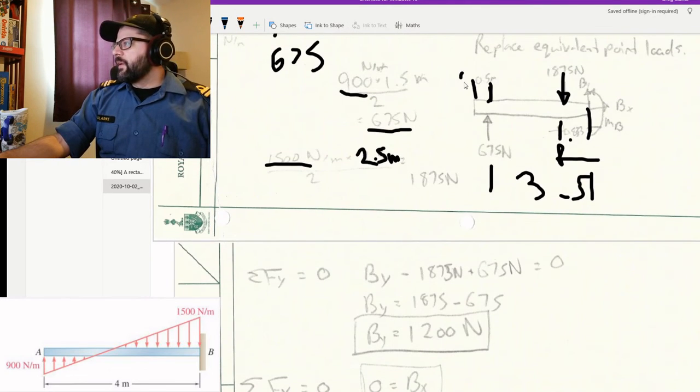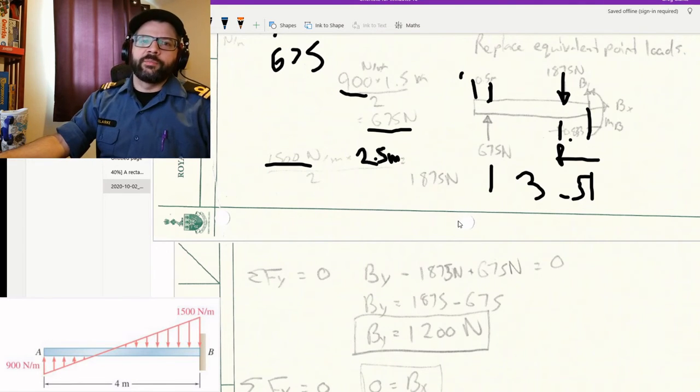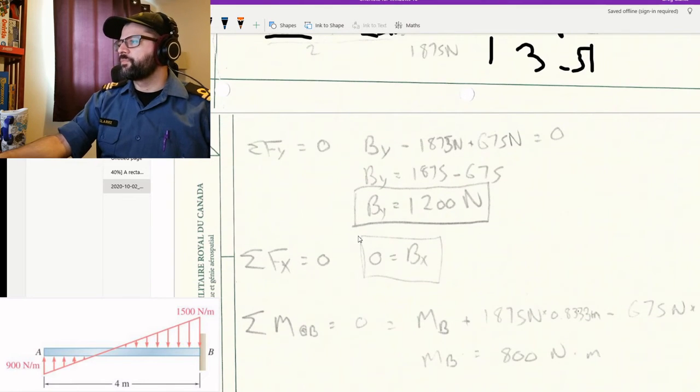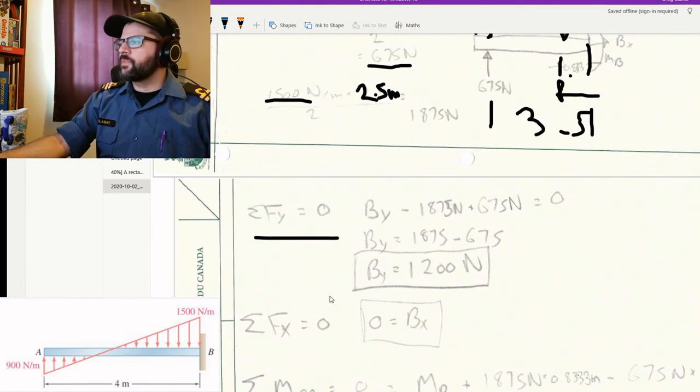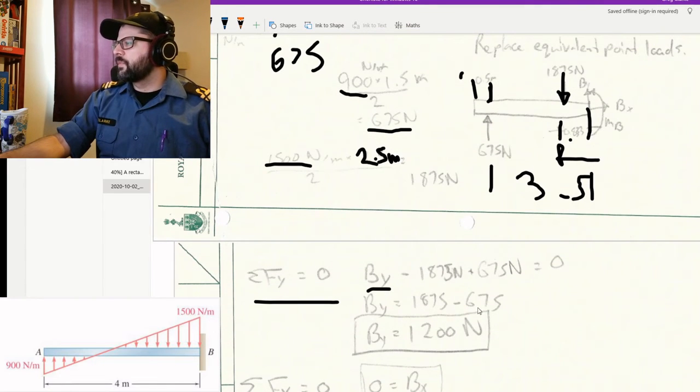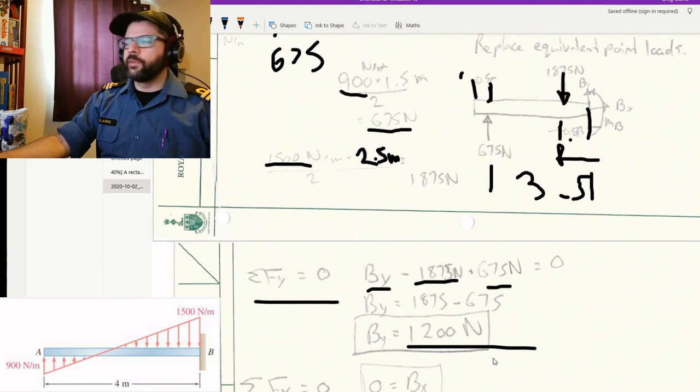So we've got our free body diagram. We've got 3 unknowns, and we can solve for those. The sum of the forces in the y direction is equal to 0. Let's just add those up. We've got By, the minus 1875, and the positive 675. That's equal to 0. So 1875 minus 675 is equal to By, which gives us 1200 newtons.